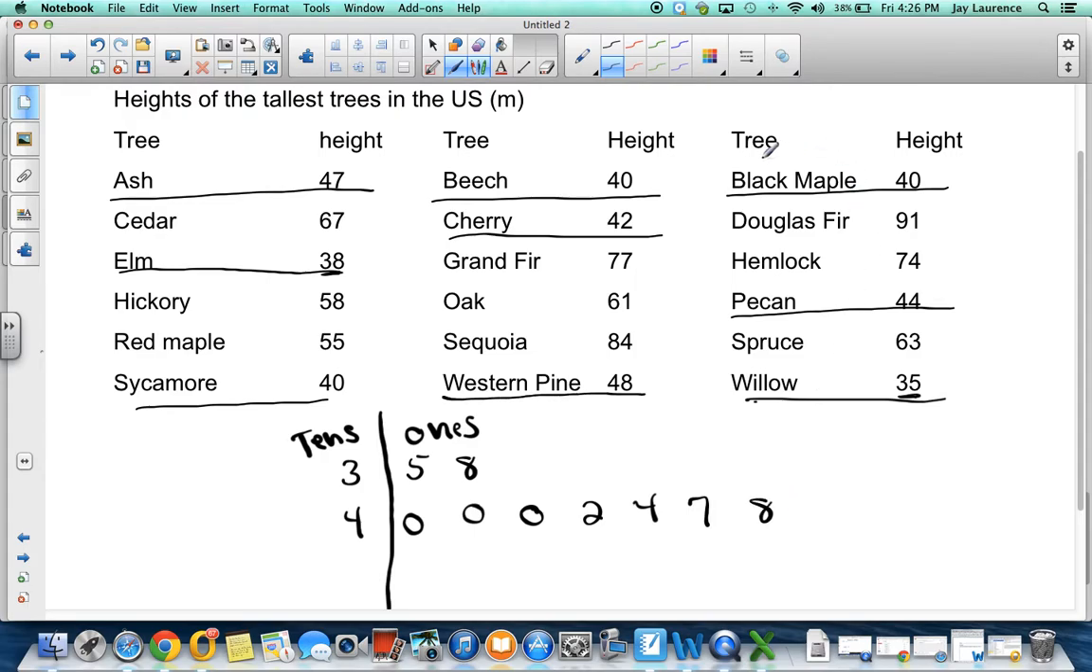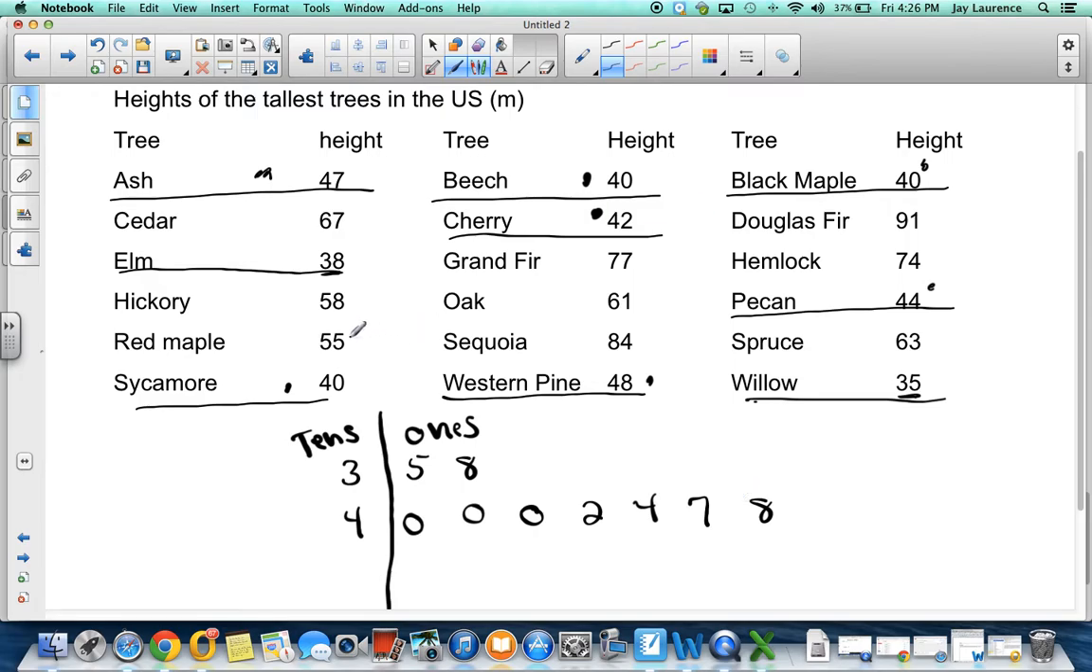Right? Okay. So, is that right? Let's count them up. I have 7 trees in the 40s. And look, I have 1, 2, 3, 4, 5, 6, 7. I have a 40, another 40, a 40, a 42, a 44, a 47, and a 48.